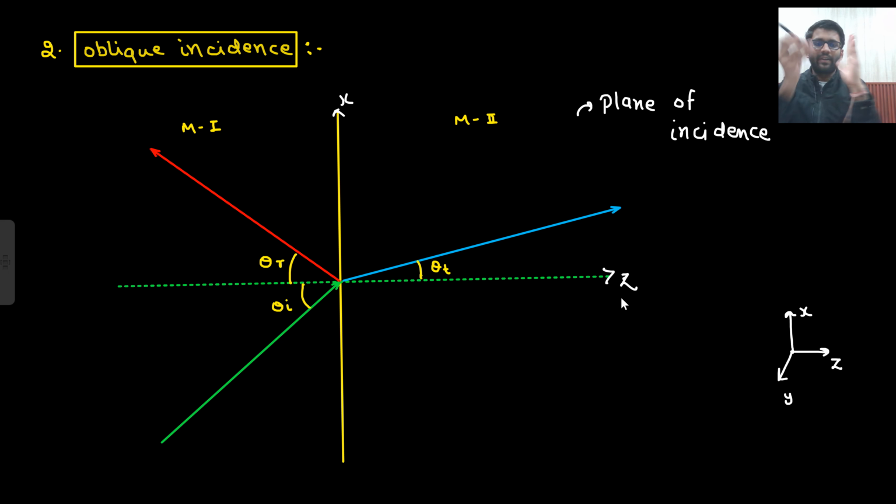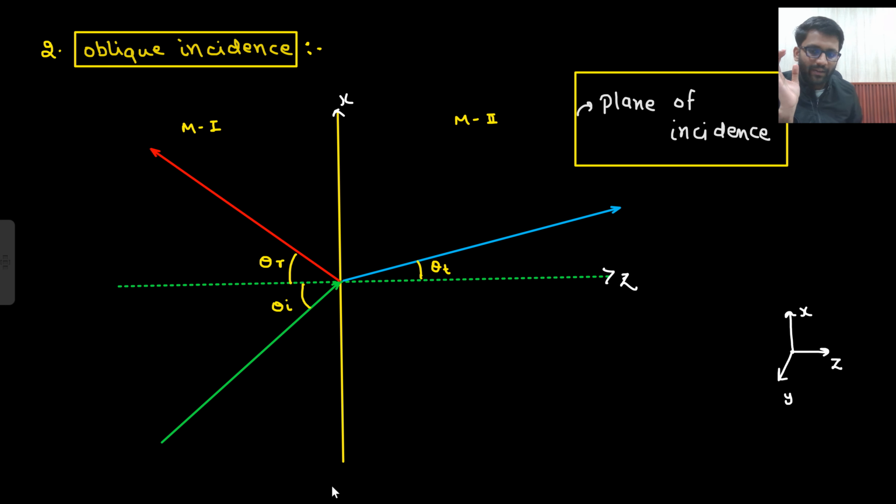So this is incident, reflected, and transmitted. All are in one plane. What will be that plane? That will be coming perpendicular to it. So this will be the plane of incidence, and the plane of incidence will be the xz plane. That is of no use by itself, but I will again and again use this term, plane of incidence.